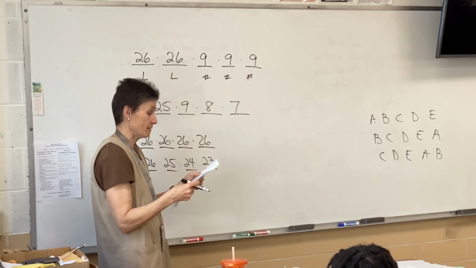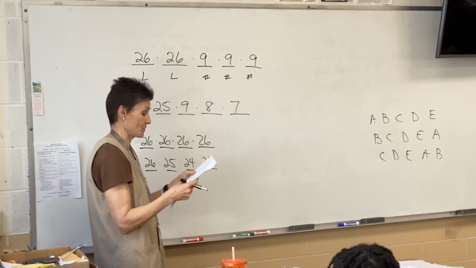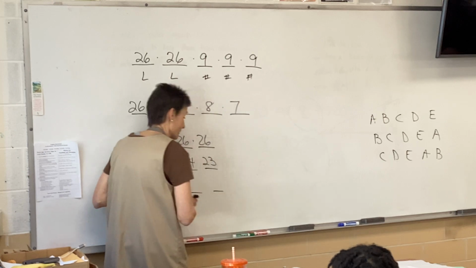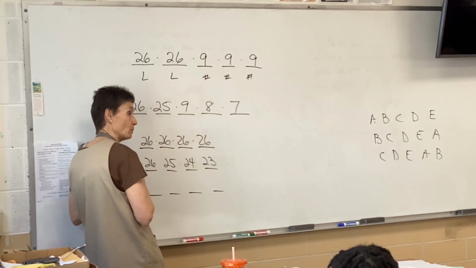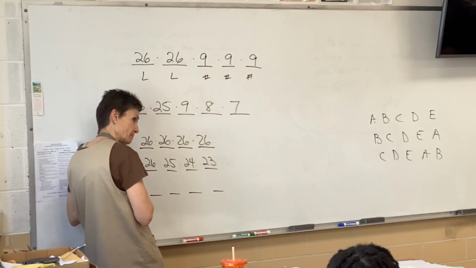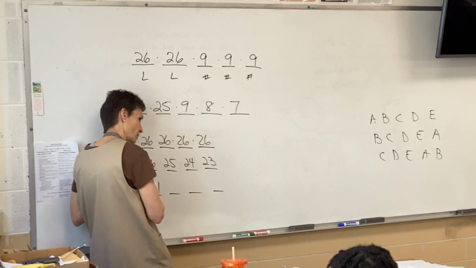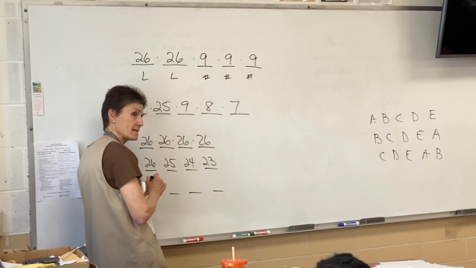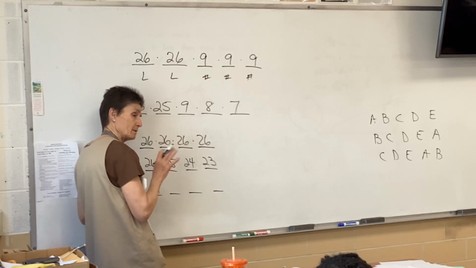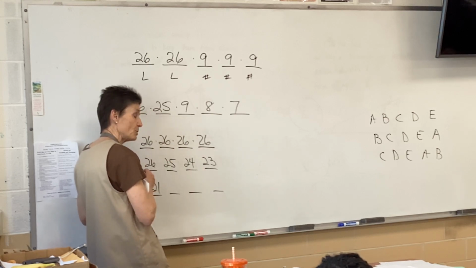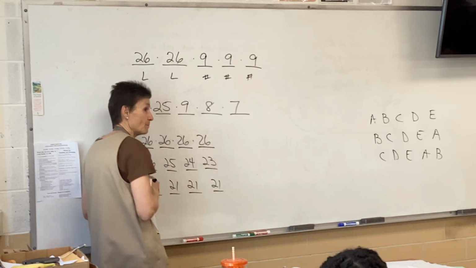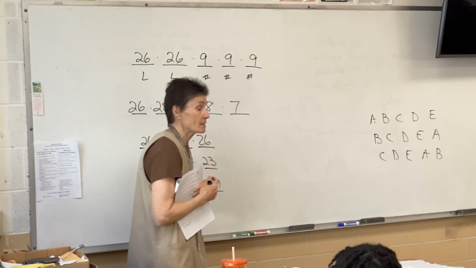Number 13, no vowels. So we're allowed to have any letters we want, but we can't use vowels. Okay, so what'd you say? 21. How did you get 21, Adriel? I subtracted 5: A, E, I, O, U are the standard vowels. We're not going to quibble about all the weird things, but A, E, I, O, U. So 21, 21, 21, 21. Anything goes except vowels.